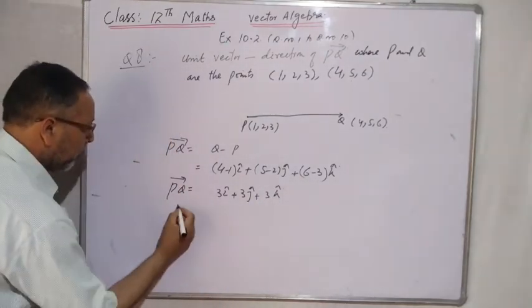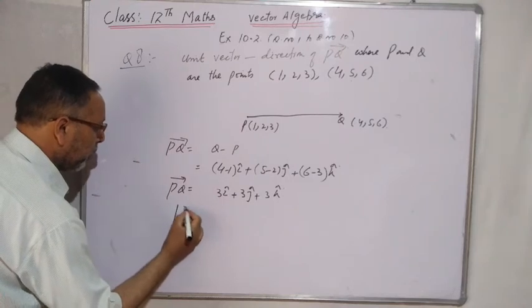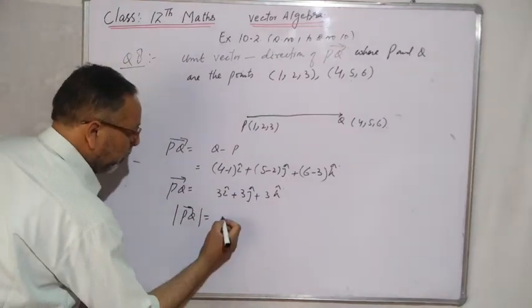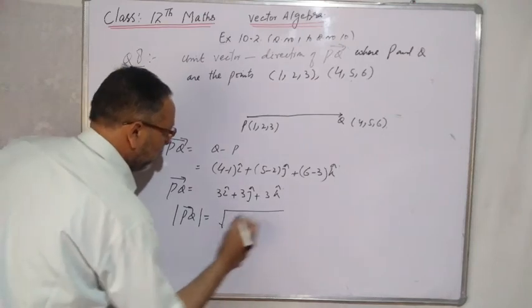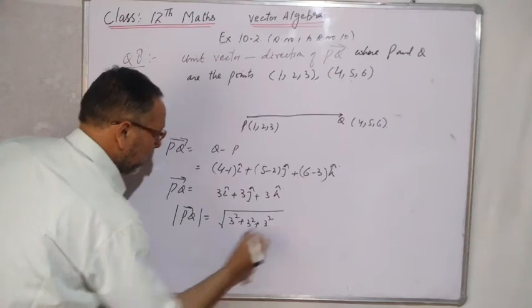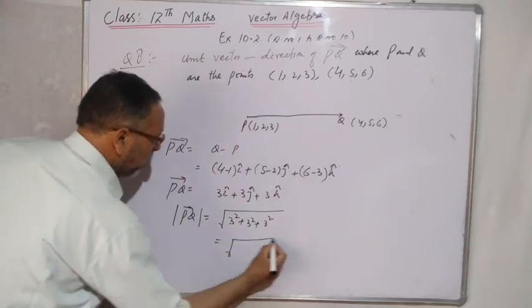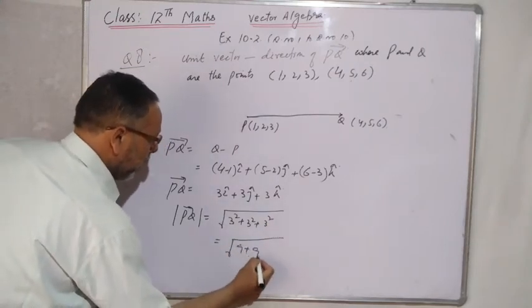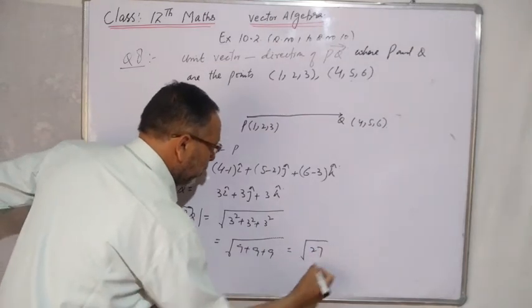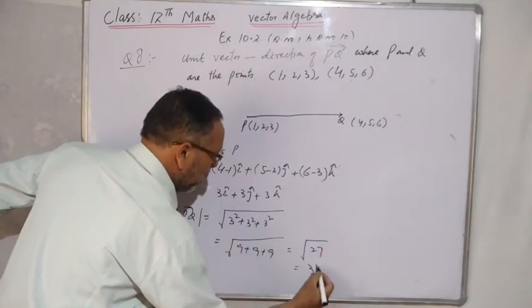Now first find the magnitude of vector PQ. Magnitude of vector PQ will be under root of 3 square plus 3 square plus 3 square. So it is under root of 9 plus 9 plus 9, which is equal to root 27, and root 27 is 3 root 3.